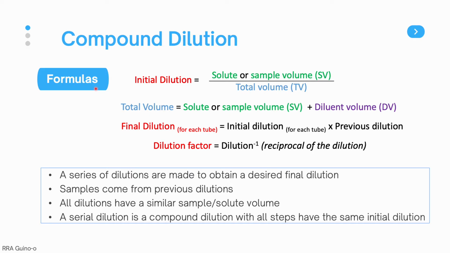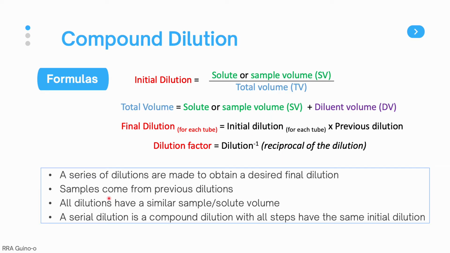Okay, so these are the formulas for our compound dilution. So we start with the initial dilution for each tube. And this is the same as our simple dilution, solute or sample volume over the total volume. And again, the total volume is the solute or sample volume plus our diluent volume.